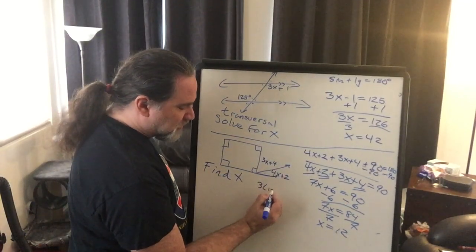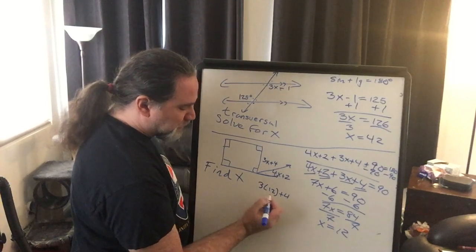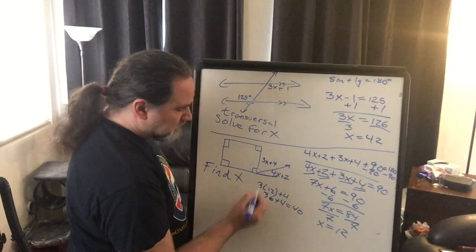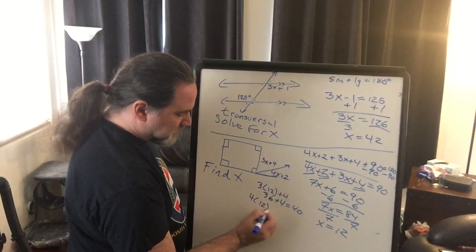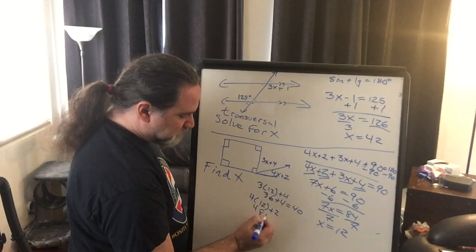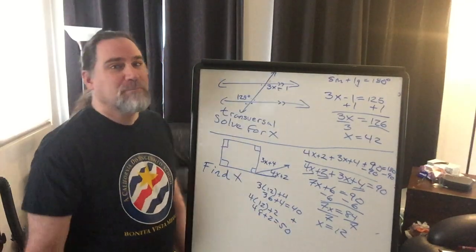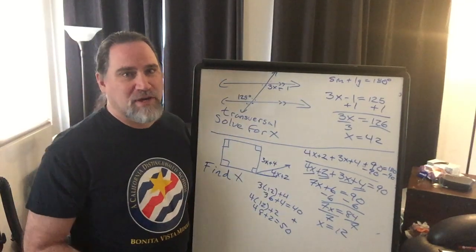So 3 times 12 plus 4. 3 times 12 is 36, plus 4 is 40. 4 times 12 is 48, plus 2 is 50. 40 plus 50 sure does equal 90. I'm fairly confident we have the right values there.